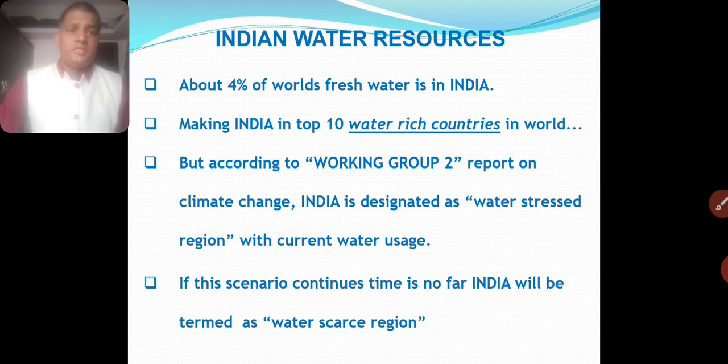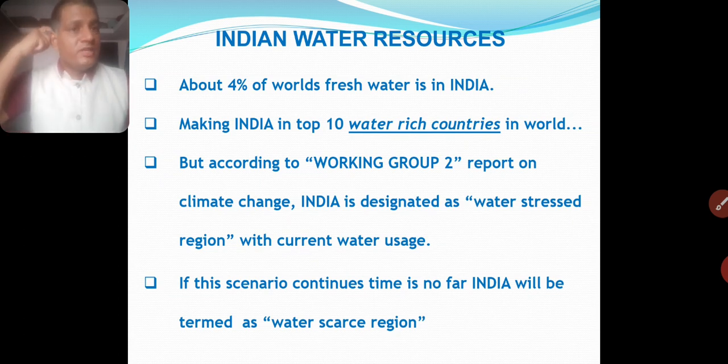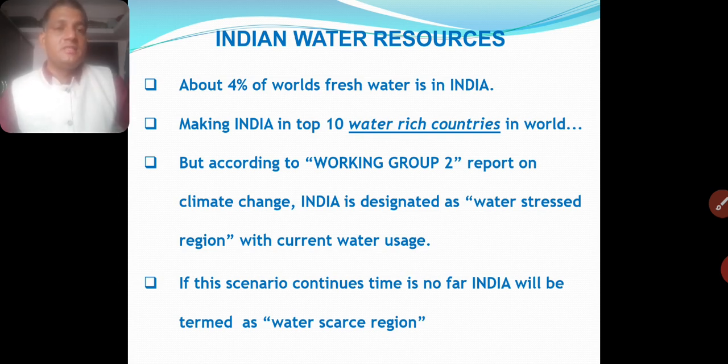So Indian water resources, we have already discussed, contribute about 4% of the world's fresh water. About 4% of the world's fresh water is in India, making India one of the top 10 water rich countries in the world. But according to the Working Group 2 report on climate change, India is designated as a water stressed region because we have resources, but these resources are not as per the standard, as per the requirement, as per the usable form.